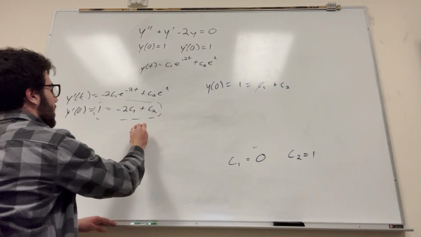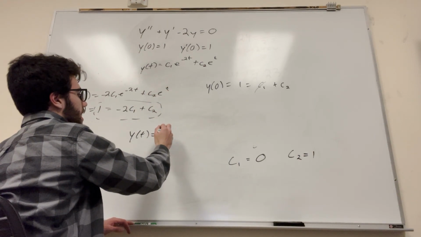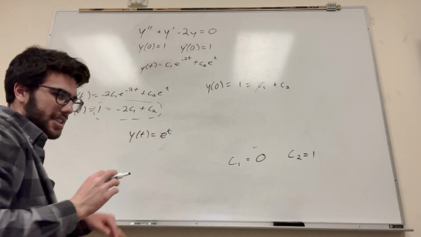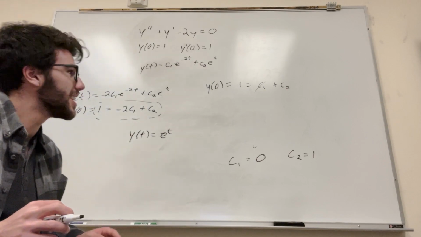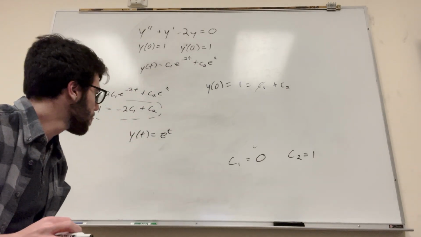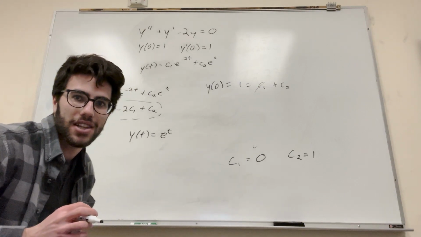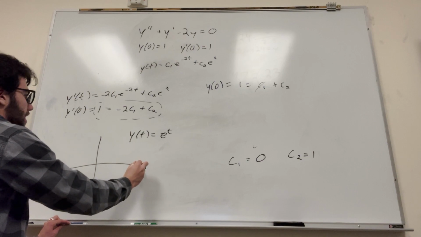All right, so y of t is equal to 0 plus 1 e to the t. So there you go, we figured it out. y of t is equal to e to the t is our general solution, or not our general, our specific solution to these initial values. And it also wants us to sketch a graph of the solution and to try to determine its behavior towards infinity and negative infinity.